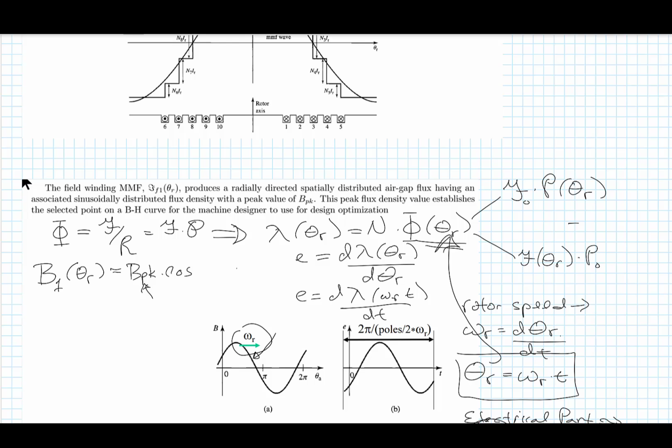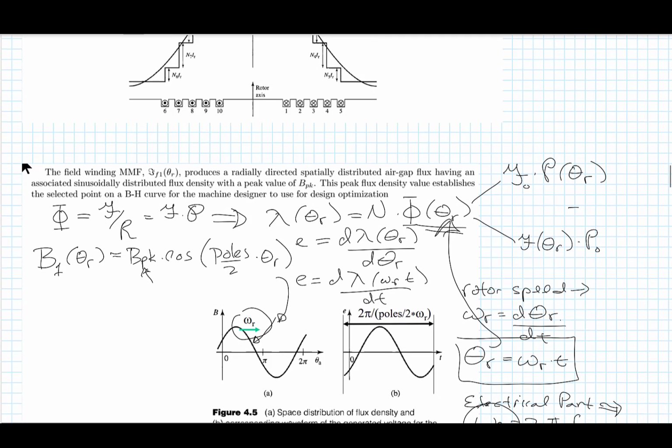And by the way, this corresponds to the flux density in a BH curve that you would be looking at. So it's the peak flux density times the cosine of pole pairs times theta r. And that describes this flux density at each position of theta r.